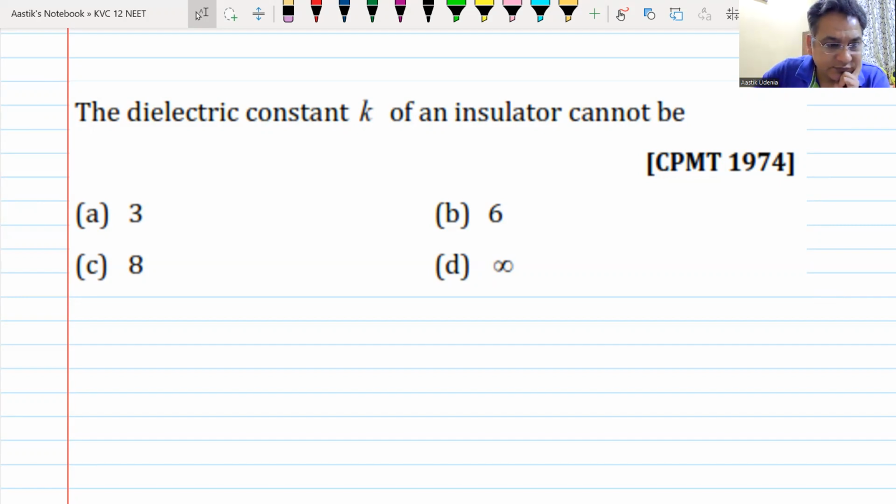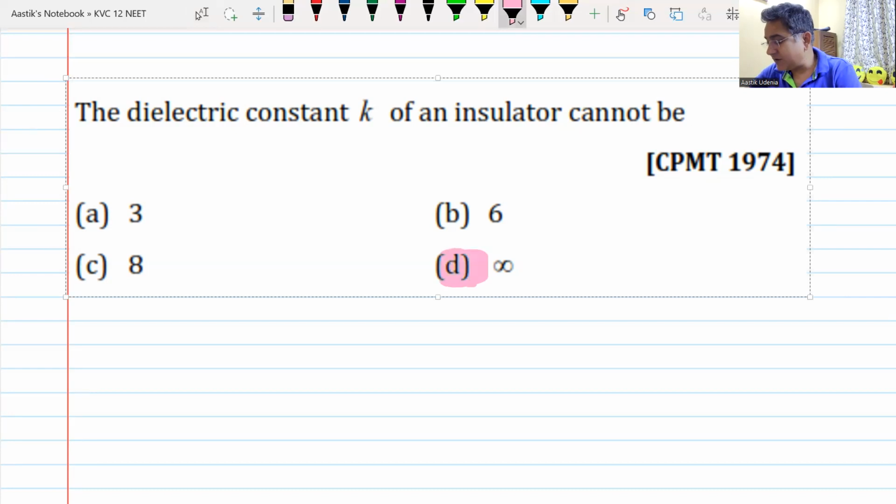Yes, bacha. What is the correct answer for this one, bacha? Option B, sir. The dielectric constant of an insulator cannot be option B, 6. Why can it not be 6? What is the correct answer here? No one knows. That's very sad. It is option D. Why can it not be infinity?